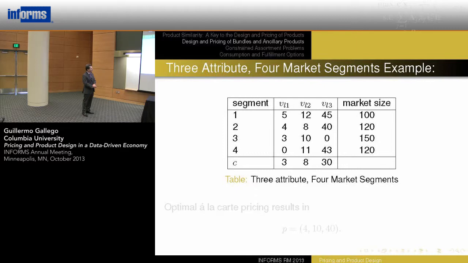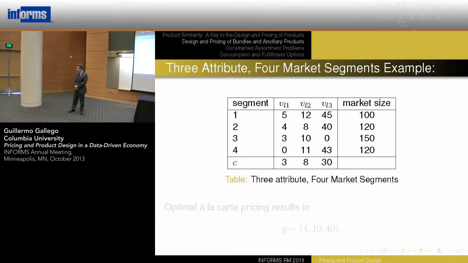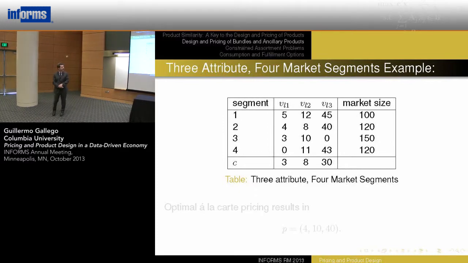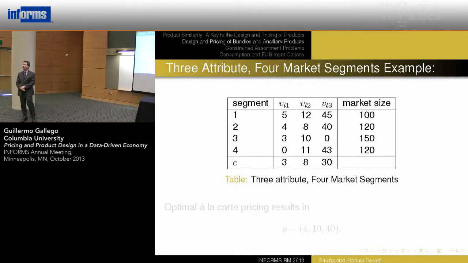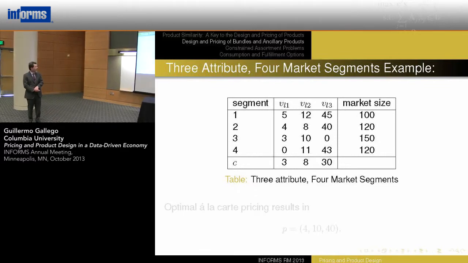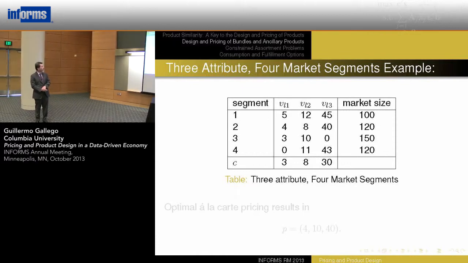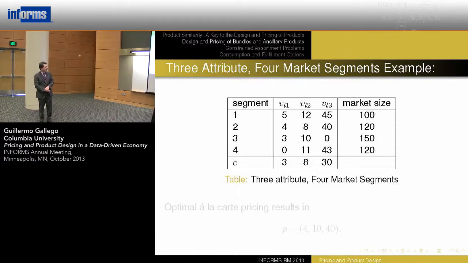So obviously we don't want to sell it at 0 or at 3 because we won't make any money. So the real options are either 4 or 5. If I price it at 5, I make $2 on 100 customers. That's $200. If I price it at 4, I make $1 on 220 customers. So 4 is optimal. Okay, we all agree 4 is optimal there. And likewise, if you go to attribute 2, you would find that 10 is optimal, and for attribute 3, 4 is optimal.